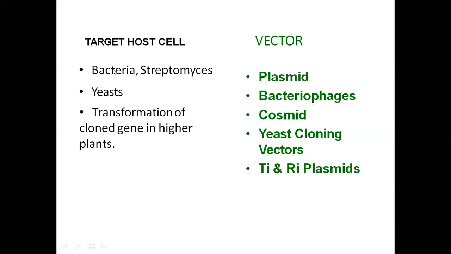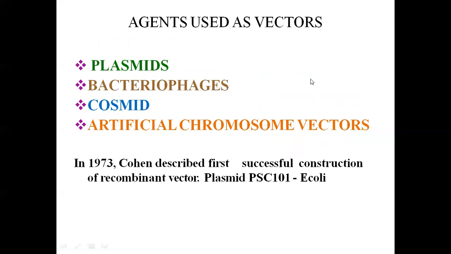Target cell is normally E. coli, the bacteria, a unicellular organism, or Streptomyces bacteria. You can use yeast, Saccharomyces cerevisiae, okay. Transformation of the cloned gene in higher plants is also possible, but that is a very specific host cell. Normally we use bacteria and yeast. So now, the agent used as vector is the plasmid, bacteriophage, cosmid, or artificial chromosome vector.